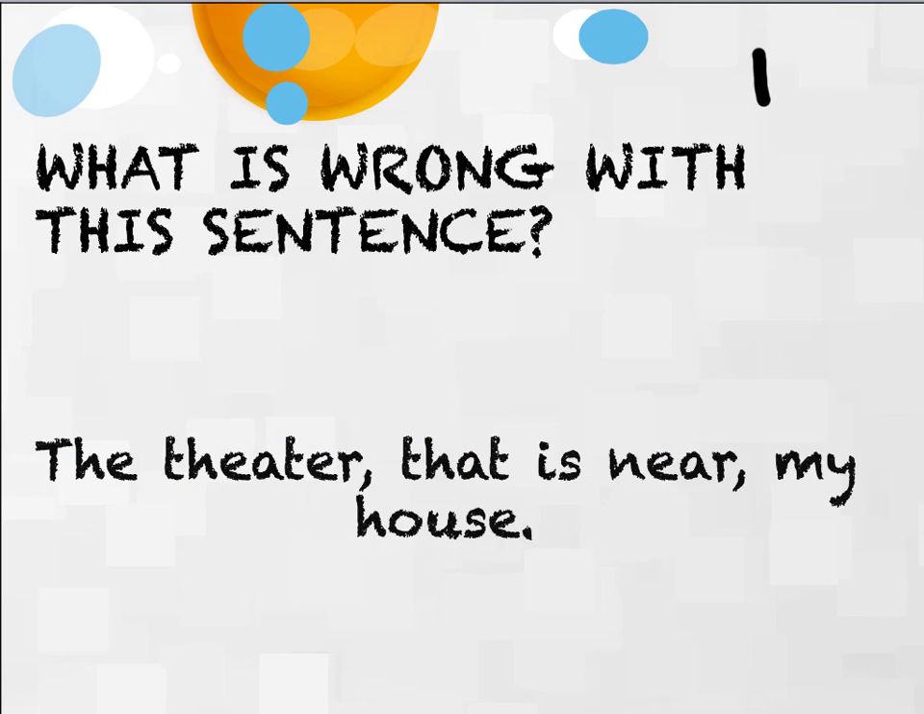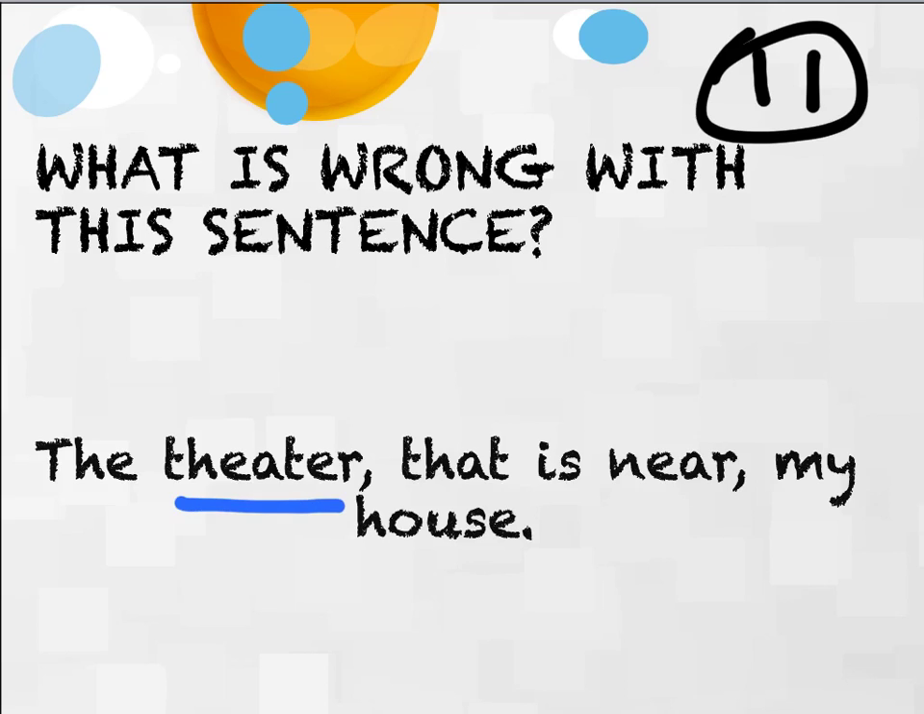So, I want you to pause the video here and I want you to think to yourself, what is wrong with this sentence based on the 4 rules we just learned? Hopefully you took a moment to pause the video and think about what was wrong with this sentence. Let's check our 4 rules. First rule is the appositive has to come right after a noun. Well, theater is a noun, so it looks like we've got the appositive in the right place.